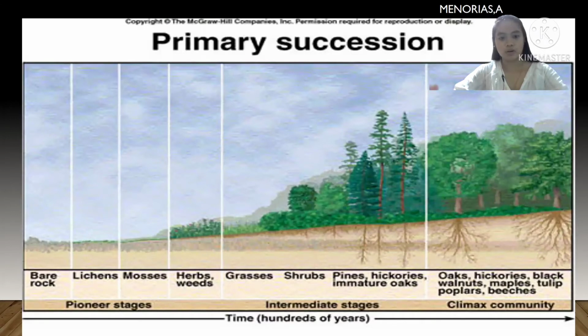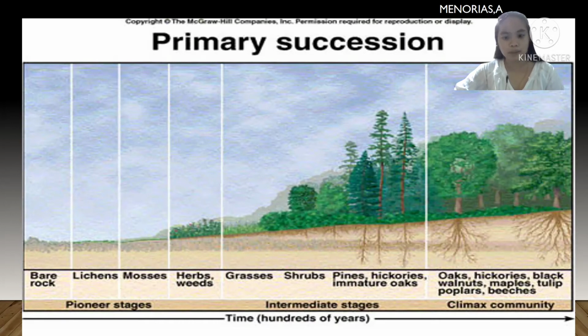Here is an example of a primary succession. So as I have mentioned, it starts from lifeless soil, or there is no soil. So here, from the first stage, which is the pioneer stage, there are three stages: the pioneer stage, the intermediate stage, and the climax community. So this process starts from the bare rock, where there are no trees, no shrubs. It's just a bare rock. There's no life in it.